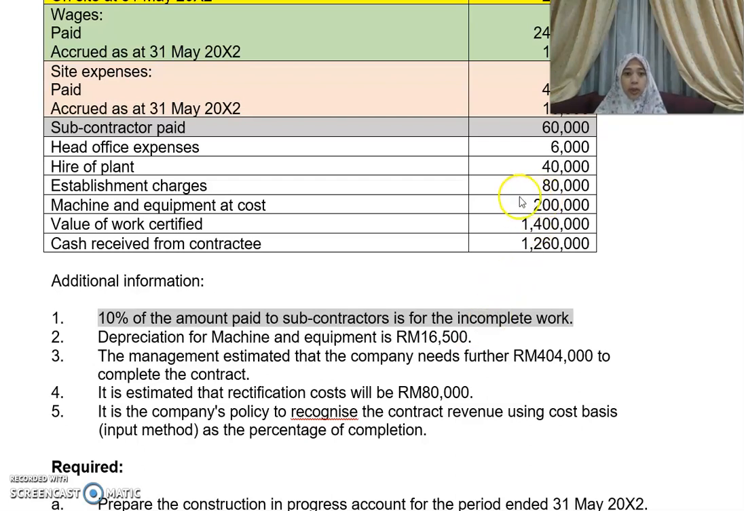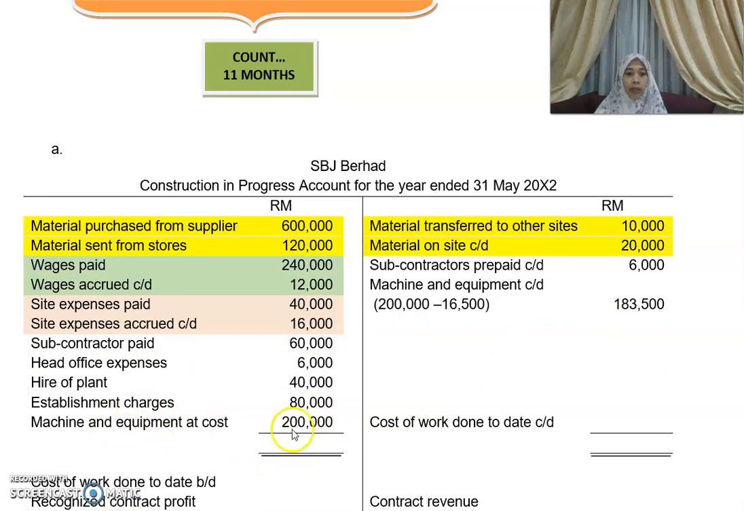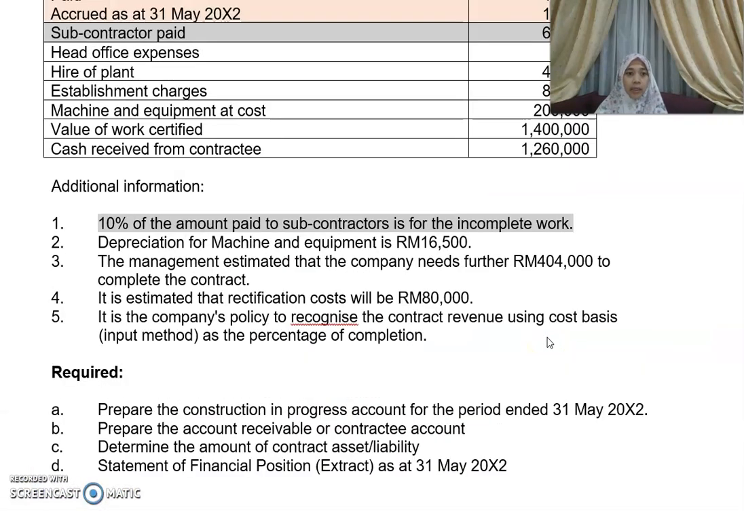So you have to take 200,000 on your debit side, and then on the credit side you need to take the machine and equipment at carrying value. So the carrying value will be 200,000 minus your depreciation. Okay, so here your machine and equipment at cost is 200,000, and then you take out the machine and equipment at carrying value carried down, that will be 200,000 minus your depreciation amount, that gives you 183,500. So you have included all the items in the question.